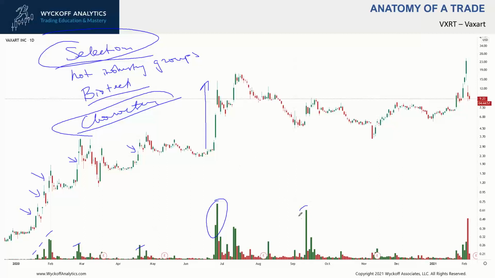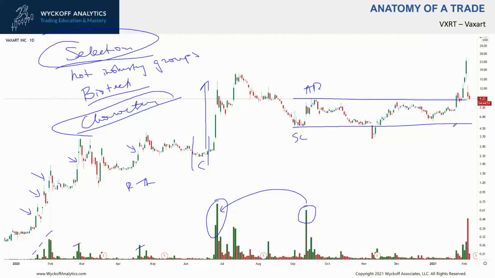So for instance, if you have this volume signature, which is comparable but in structurally different spots, this is phase C of a reaccumulation, and this is an automatic rally after the selling climax. So two different structural spots, same volume signature, different outcome. When we come to the end, and I don't know, Franz, how would you label the phases here? What would you say?